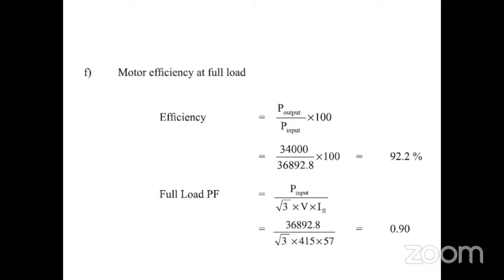What is the full load power factor? Full load power factor is equal to, we know power is equal to root 3 VI cos phi. So power divided by root 3 VI will give us the power factor. Full load power input divided by root 3, 415 is the voltage, 57 is the full load current. So we get 0.9 as power factor.